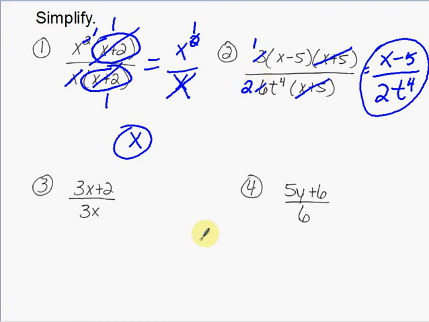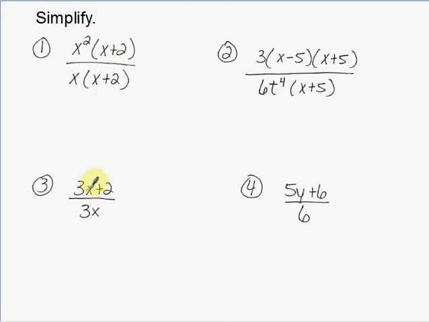Now if you look at number 3 and number 4, these two rational expressions, neither one of them can be factored any further, and therefore we can't actually simplify them any further either. A lot of people might want to take the 3x and try to cross that out, but that's not something that we can actually do. I'm going to erase these other ones here.